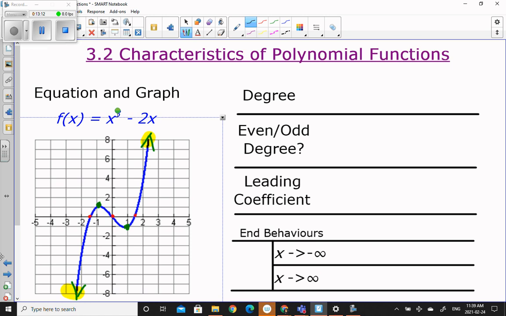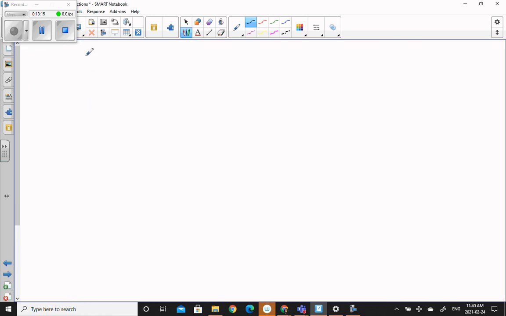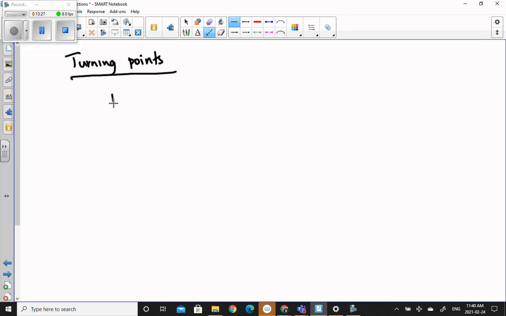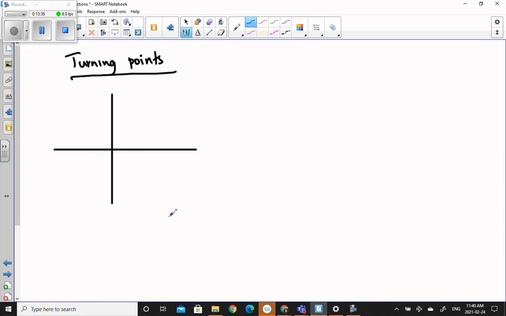Another thing I want to look at is the turning points. Okay, so if you have an odd degree function, for a line, of course, there are no turning points. Let's take the cubic function. This is an odd degree cubic function, y equals x cubed. There are no turning points, right? So for y equals x cubed, there are no turning points.